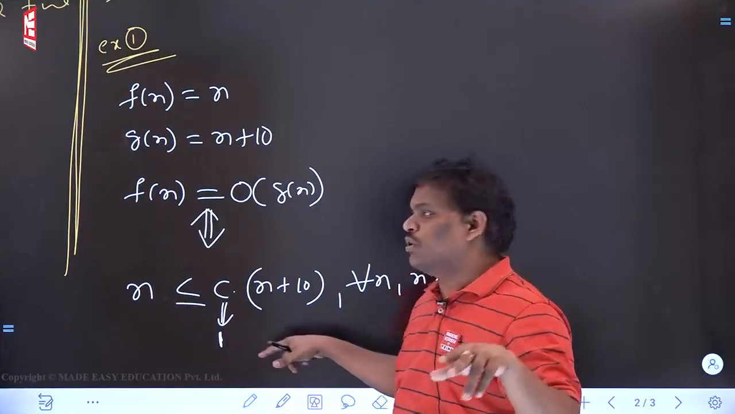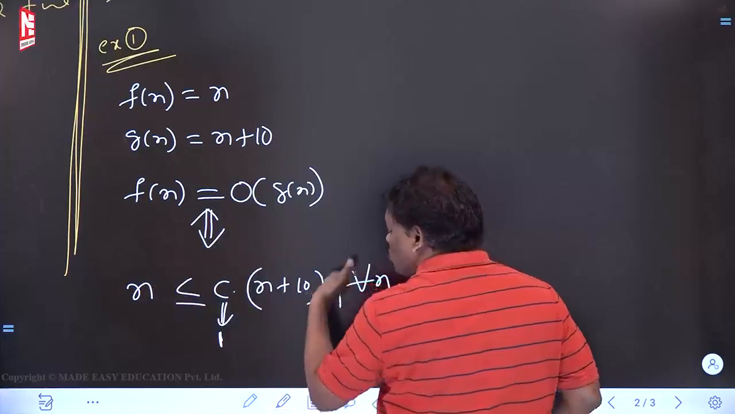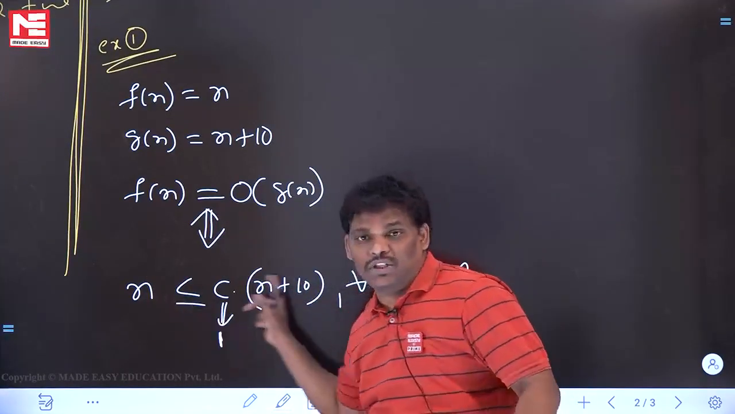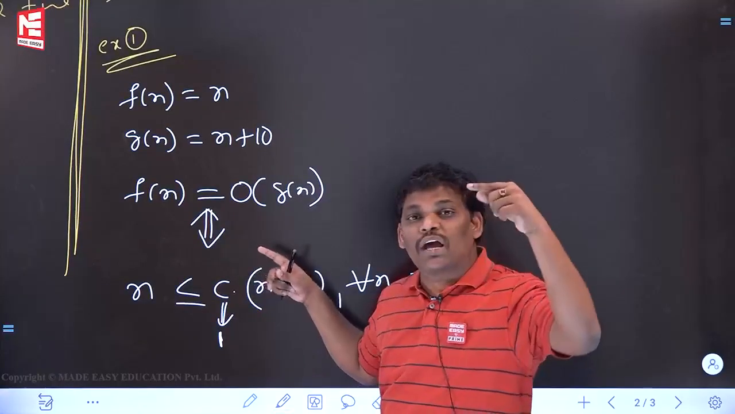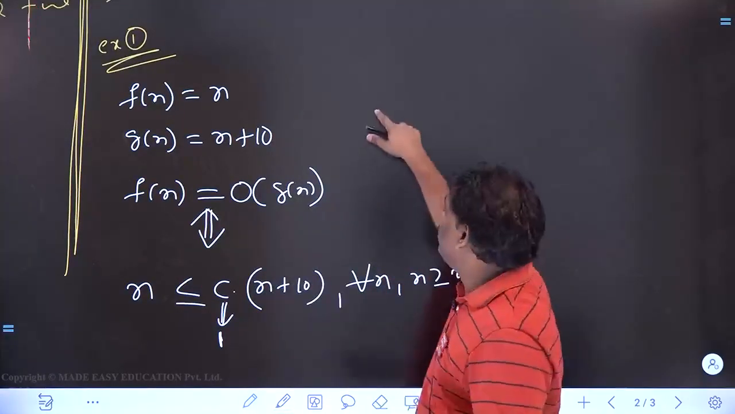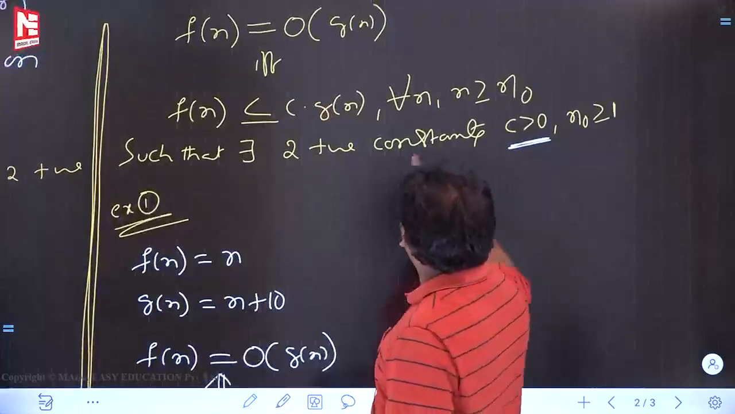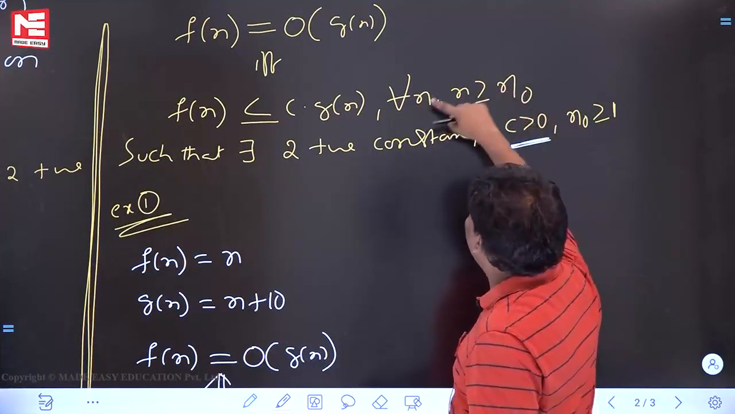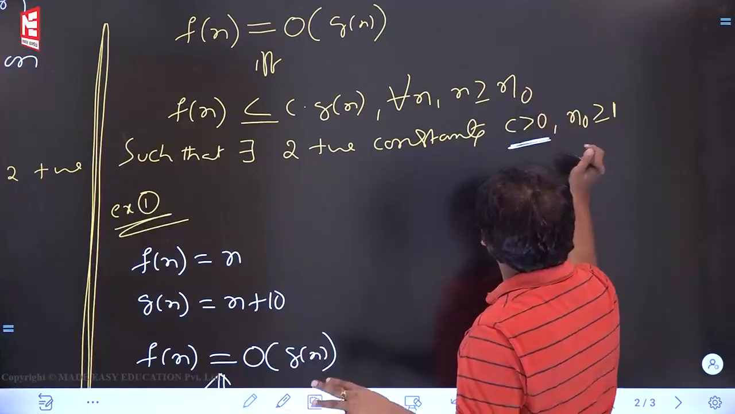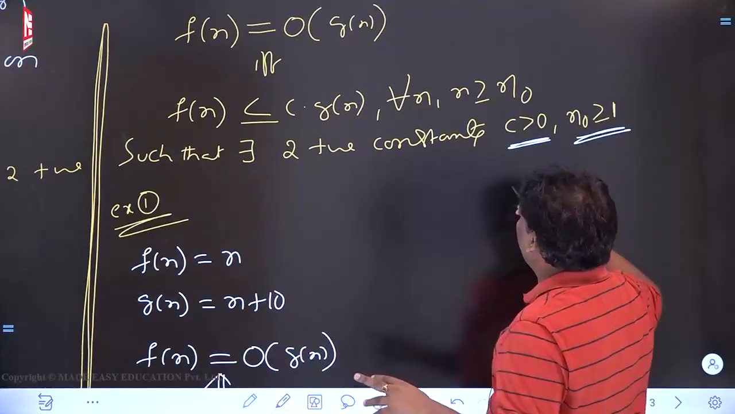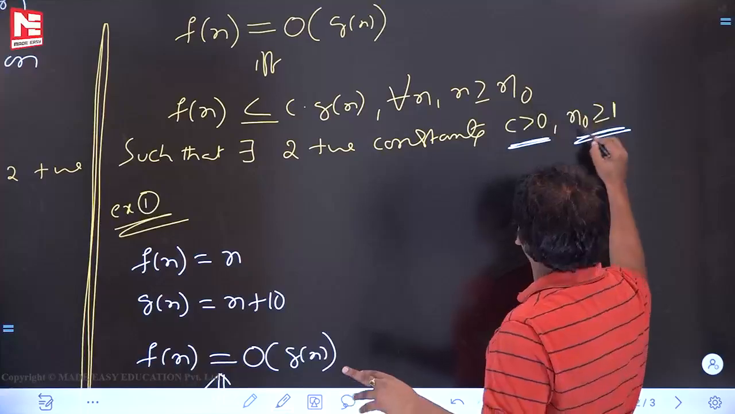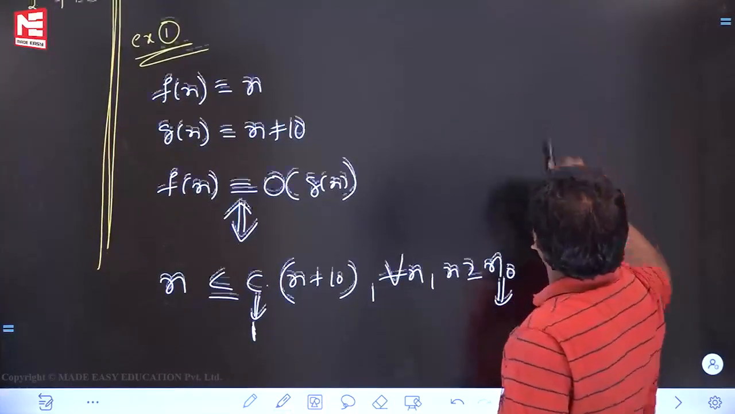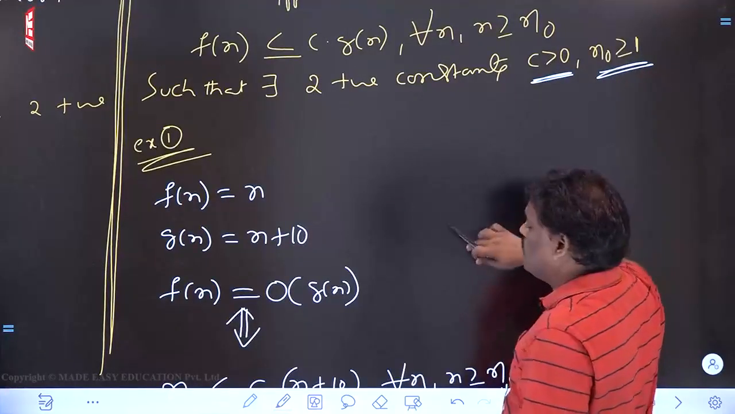And one more thing. Sir, left is n, right is n plus 10, it is already greater, it's okay. From which n value onwards do I have to start working? See this: for all n where n is greater than or equal to n0, where n0 is greater than or equal to 1. What is the meaning? The starting n value is n0, which is greater than or equal to 1. Minimum n0 is going to be 1. From 1 onwards you have to check.